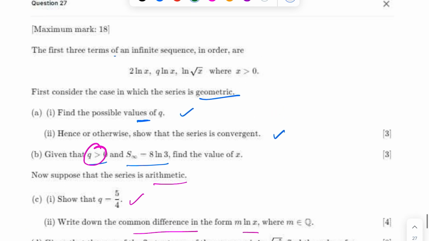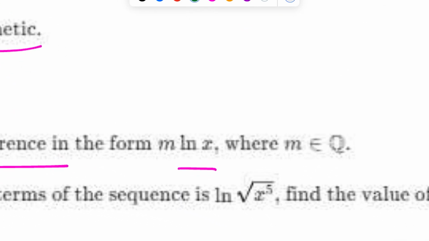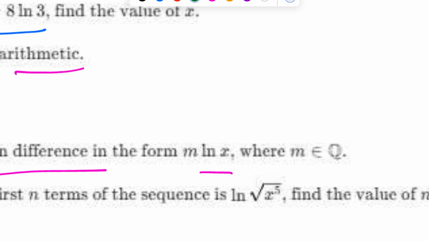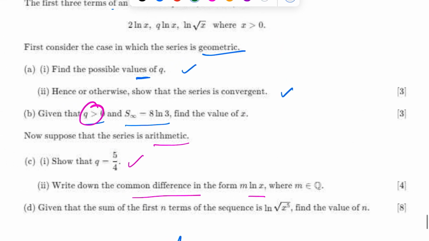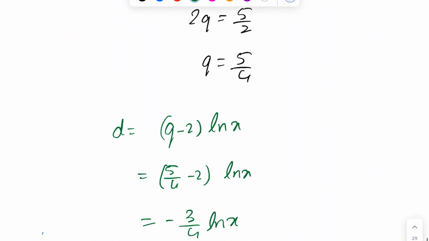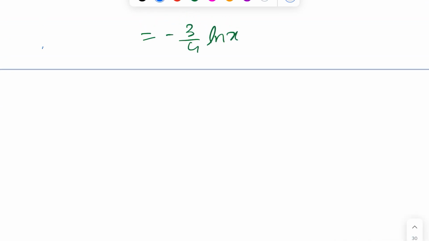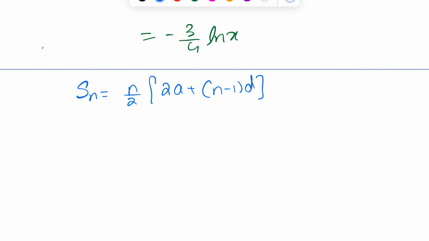Next part. Given that the sum of the n terms of the sequence is ln of square root of x to the power of 5, find the value of n. Let me add a page over there. So he said that the sum to n terms, Sn. The Sn formula is n upon 2 times (2a plus (n minus 1) times d).